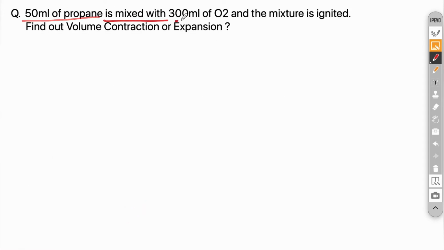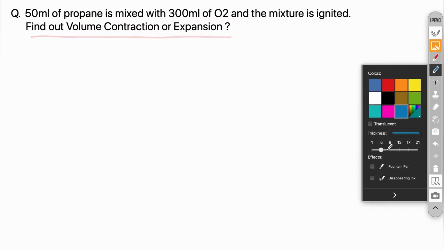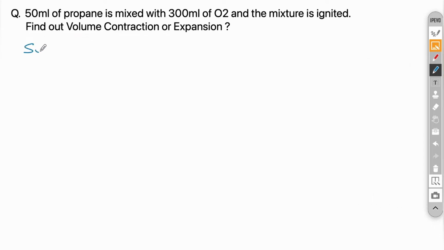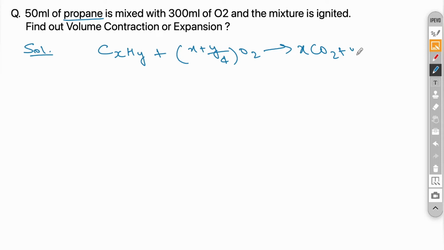50 ml of propane is mixed with 300 ml of O2 and the mixture is then ignited. Find out the volume contraction or volume expansion. So we'll write the solution here. For propane we'll write the formula CxHy plus (x + y/4) of O2 giving us xCO2 plus y by 2 H2O. This is how we write a combustion reaction, right? We discussed it in the combustion part.